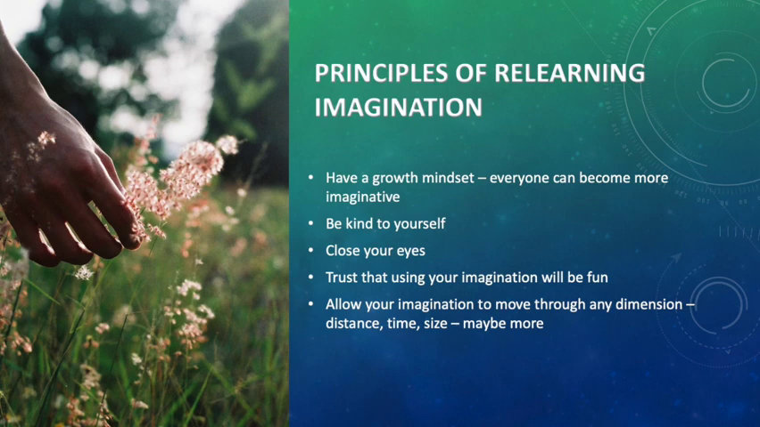So the principles of relearning imagination are that we need a growth mindset. That's really important on most things that we do, but we have to believe that we can improve. At any age, we can get better. We need to be kind to ourselves. Give ourselves permission to not be able to do this quickly. We haven't done it for a long time. It's like, I used to ride horses. Now it's much more difficult to get up into the saddle. I watch calf ropers and I'm jealous, but anyway, be kind to yourself.